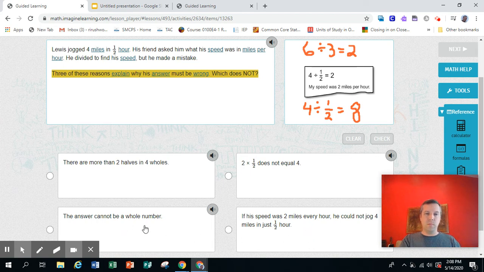The answer cannot be a whole number. He said it was 2, a whole number. Can the answer be a whole number? Well, we're saying it's 8. 8 is a whole number. So this doesn't explain why Lewis was wrong. We will choose it. That's the answer.